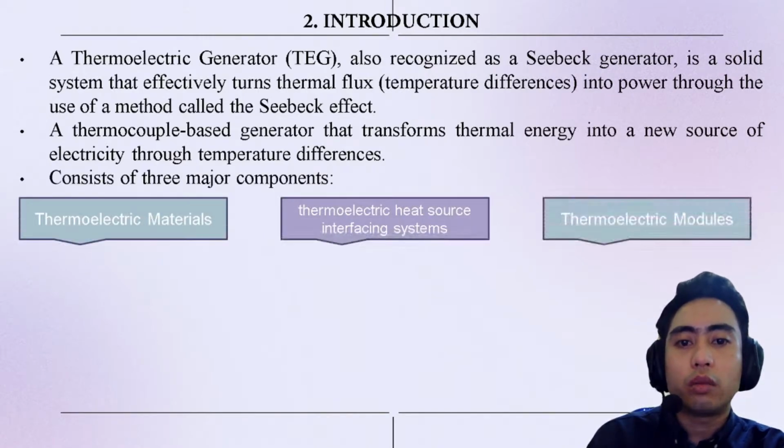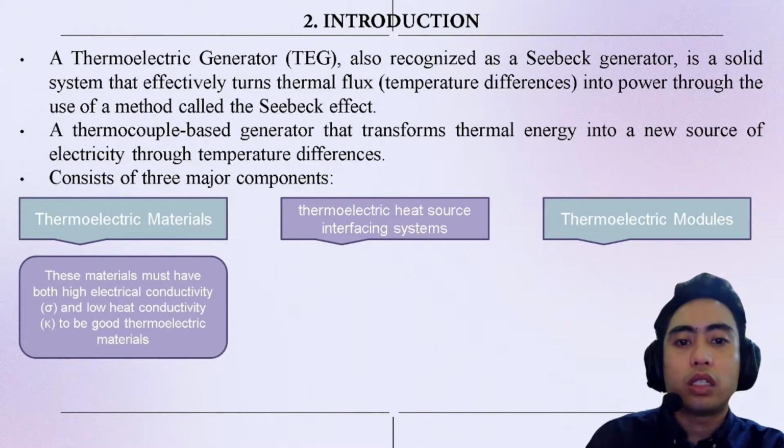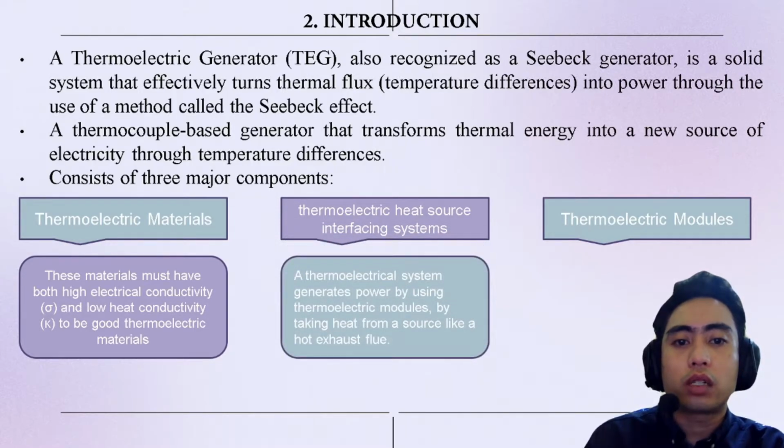Thermoelectric generator development consists of three major components: thermoelectric materials, thermoelectric modules, and thermoelectric heat source interfacing system. Thermoelectric materials directly generate energy from the heat by converting temperature differences into electrical output. These materials must have both high electrical conductivity and low heat conductivity to be good thermoelectric materials. A thermoelectric system creates electricity by transferring heat from a source such as a hot exhaust flue.